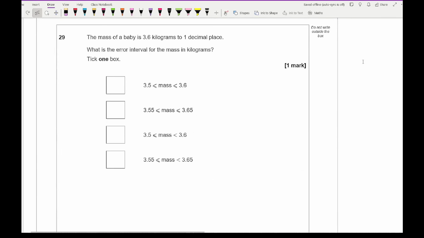Then moving on to our last question, it says the mass of a baby is 3.6 kilograms to 1 decimal place. What is the error interval for the mass in kilograms? Now the correct one for 1 decimal place is going to be using the numbers of 3.55 and 3.65, which discounts the first option and the third option. Now with error intervals, it can equal the lower bound, but it can't equal the upper bound, leaving me with the bottom answer. And there we go.